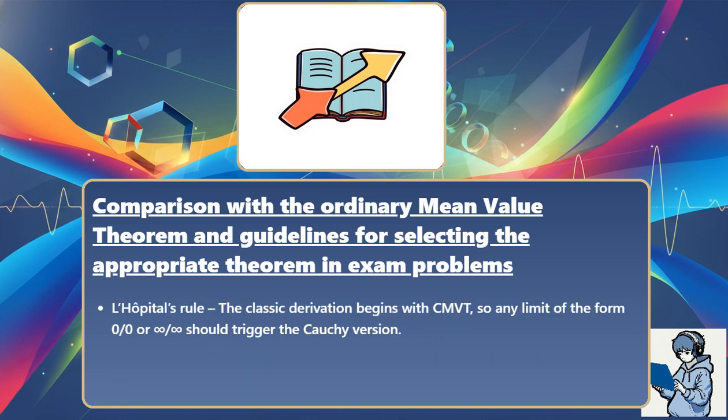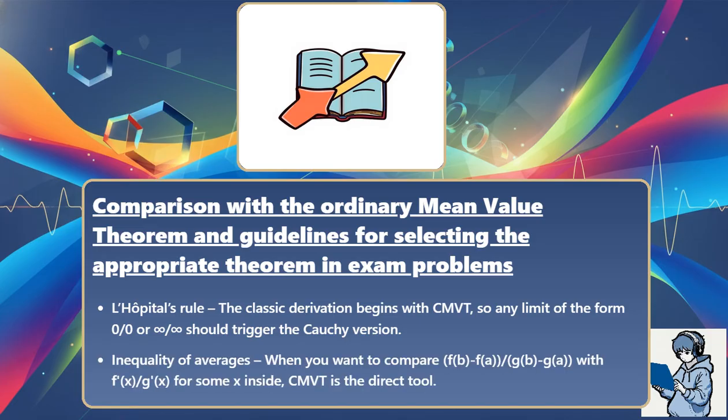L'Hopital's rule: the classic derivation begins with Cauchy's mean value theorem. So any limit of the form 0 over 0 or infinity over infinity should trigger the Cauchy version. Inequality of averages: when you want to compare f of b minus f of a divided by g of b minus g of a with f prime of x divided by g prime of x for some x inside, Cauchy's mean value theorem is the direct tool.